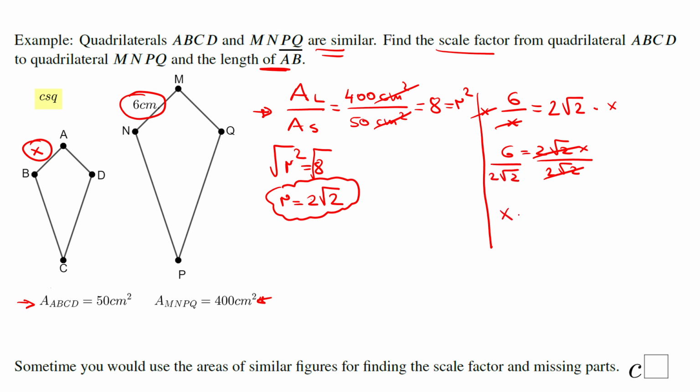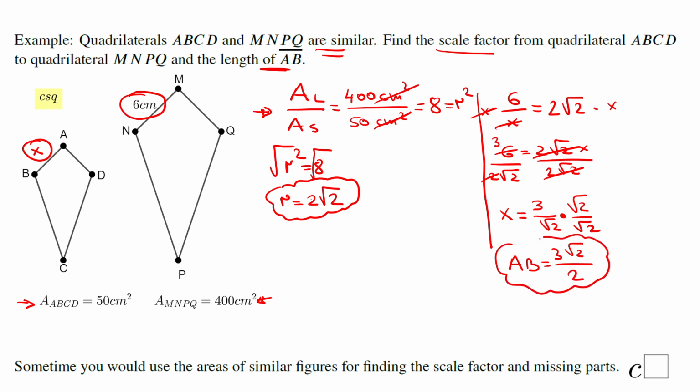I get x equals 2 goes in 6 3 times, so I have 3 over square root of 2, which is a very good answer, but usually we do not like a number in this format. We're going to rationalize, and we're going to get here the final answer. So I'm going to say here AB will be 3 square root of 2 over, and square root of 2 times square root of 2, that is just 2. Of course, if you need to evaluate, grab a calculator and do it.